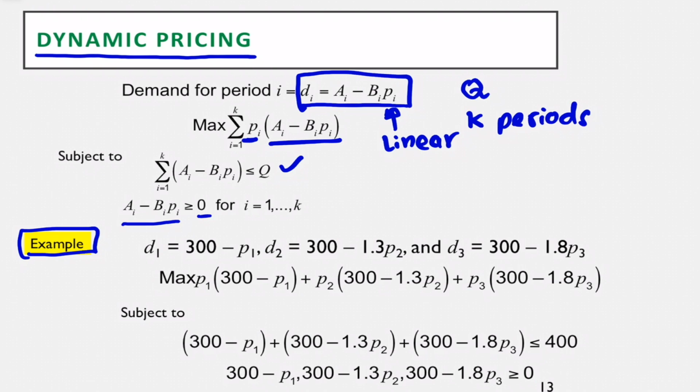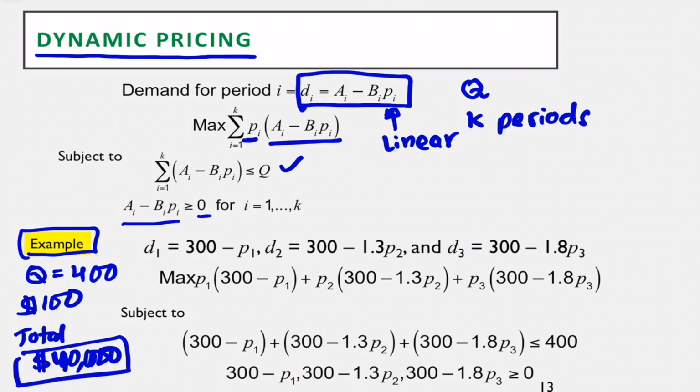Suppose a retailer has purchased 400 jackets, and the cost of each jacket is, let's say, $100. So the total that the retailer has to pay is 100 times 400, which is $40,000. And suppose for period 1, the retailer forecasts that the demand will be like this. For period 2, it will be given by this equation, and for period 3, it is given by this equation.